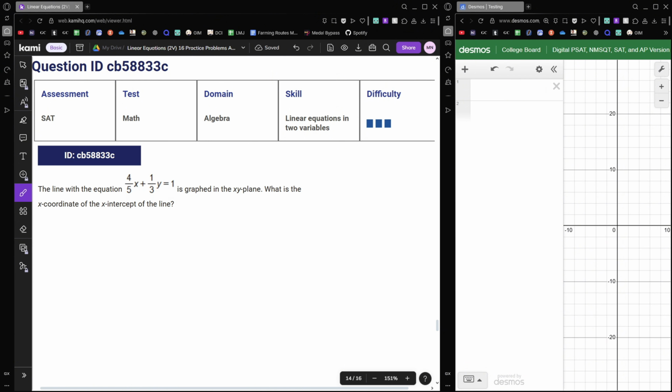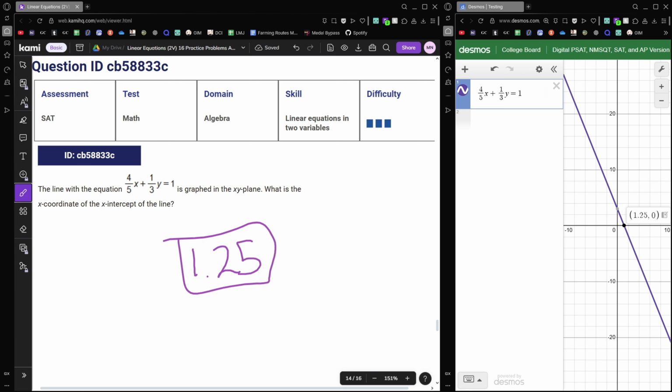Question number 14. The line with the equation, that equation, is graphed in the xy plane. What is the x coordinate of the x-intercept of the line? Let's go ahead and just put this in Desmos. If you wanted to, you could also solve this by hand and it would also be really easy. All you have to do is set y equal to 0. Now we get that our x-intercept is equal to 1.25. So I guess it's really up to you if you decide doing it by hand or putting it in Desmos is faster.